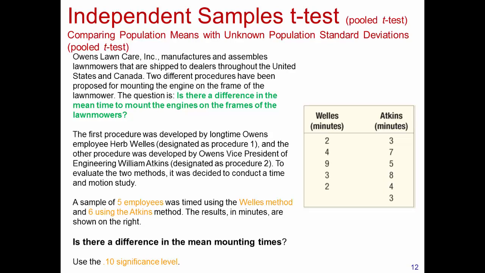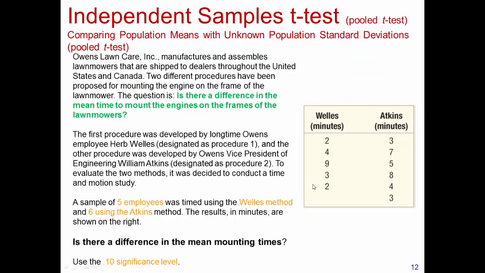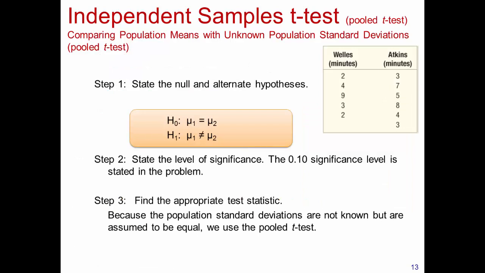As usual, we're going to assume that nothing is going on. Our alternate hypothesis is, what do we expect to get if something actually is going on? Well, for our null hypothesis, we're going to assume that the population mean of the Wells method is equal to the population mean of the Atkins method. The Wells method is designated as Procedure 1. Remember that the keyword was, is there a difference? So we know that it's an equals sign that we use. It's a two-tailed test that we're going to do.